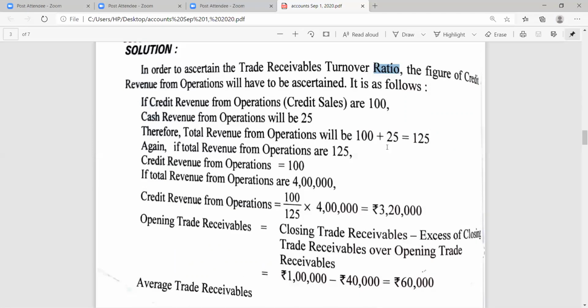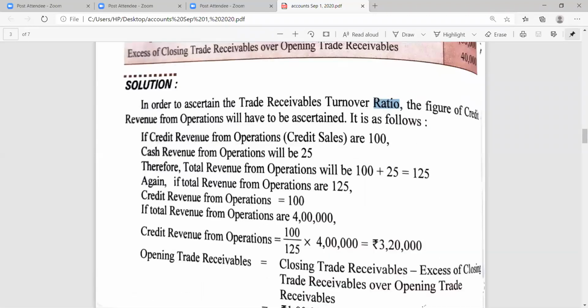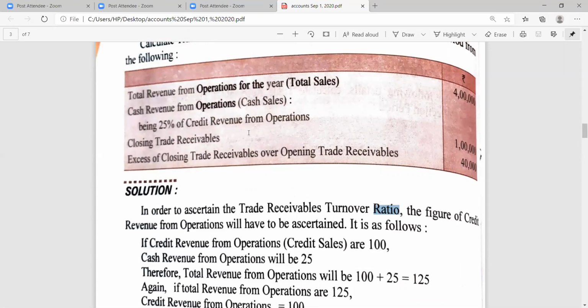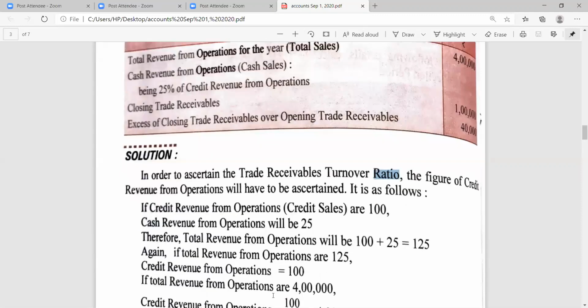On the basis of percentage, we can calculate the total revenue from operation, because here the percentage of credit revenue from operation is given, but the actual credit revenue from operation is not given to us. What we can do? With the help of this percentage, we can calculate the percentage of that which is actually given to us. What is given to us actually? It is total sales. Total sales are given to us actually. Now what can we do? We can calculate the percentage of total sales. It is very simple. And how is it to be calculated?